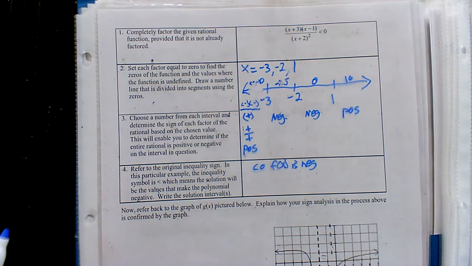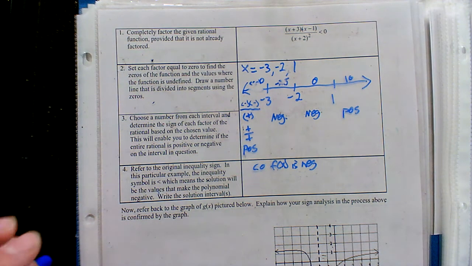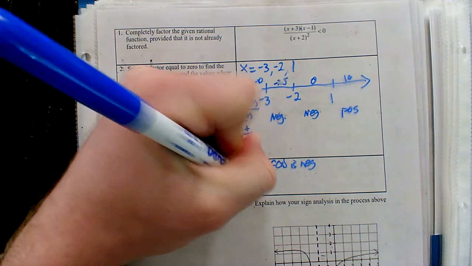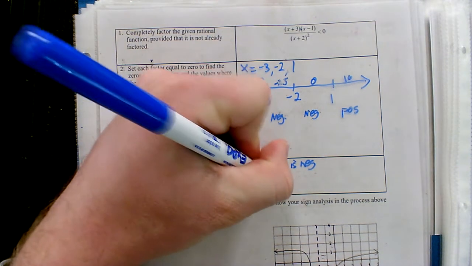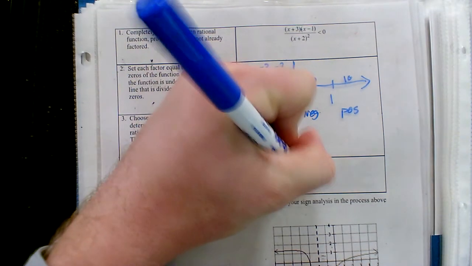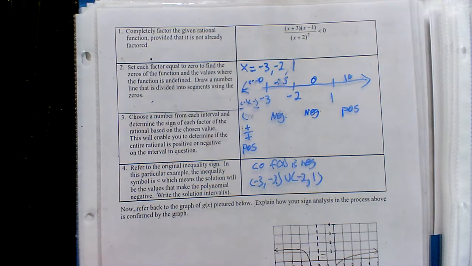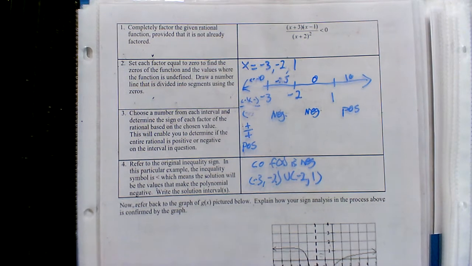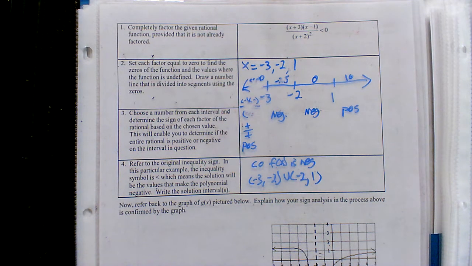So referring to up above, what intervals is our function negative? Marie? -3 to -2, and then -2, 1. Very good. -3 to -2, union -2, comma 1. Those are the two intervals on which they would be negative. Any questions about that so far?